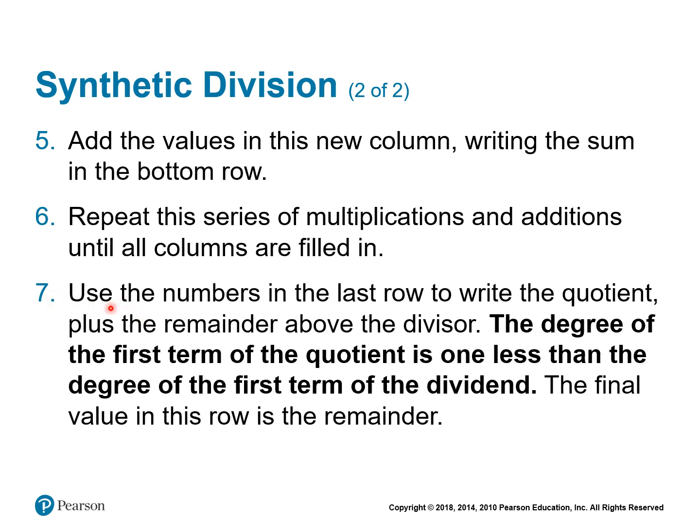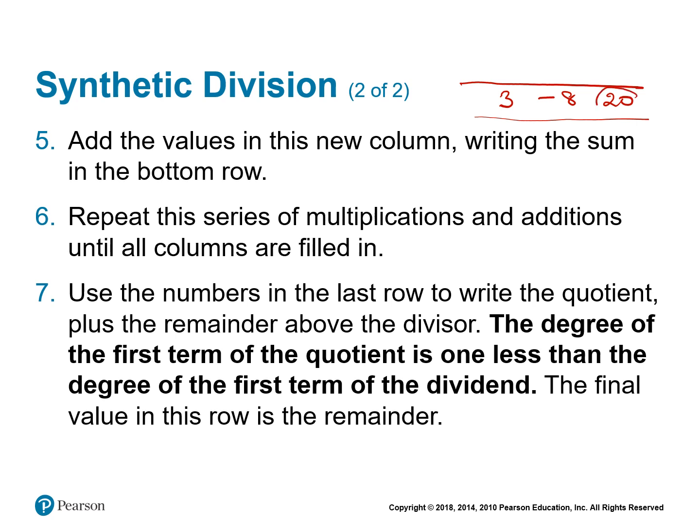And then finally, in the last step, use the numbers in the last row to write the quotient plus the remainder above the divisor. So remember, below the line, I think we had a 3, and then what did we have? A minus 8, and then a 20, right? Once we completed the synthetic division, these were the numbers we had below the line. So use the numbers in the last row to write the quotient plus the remainder above the divisor.